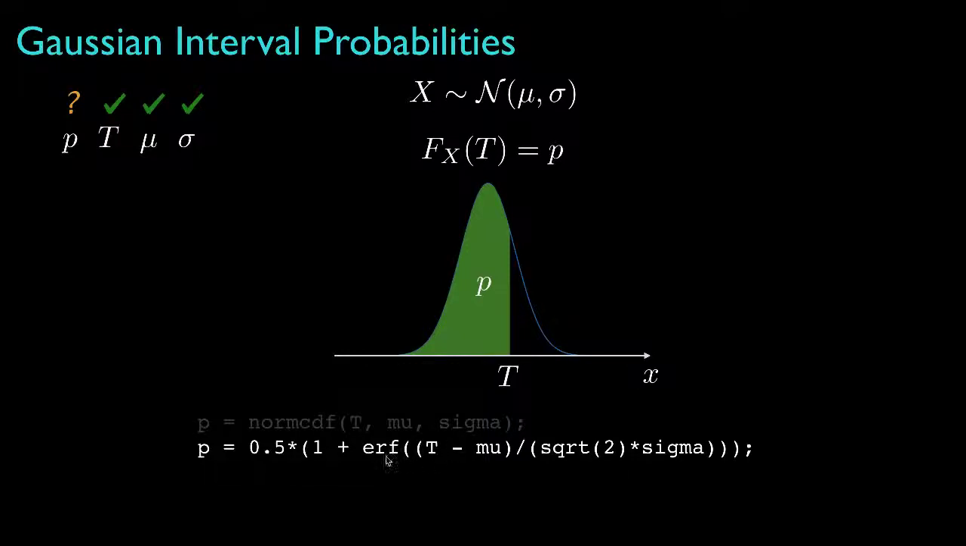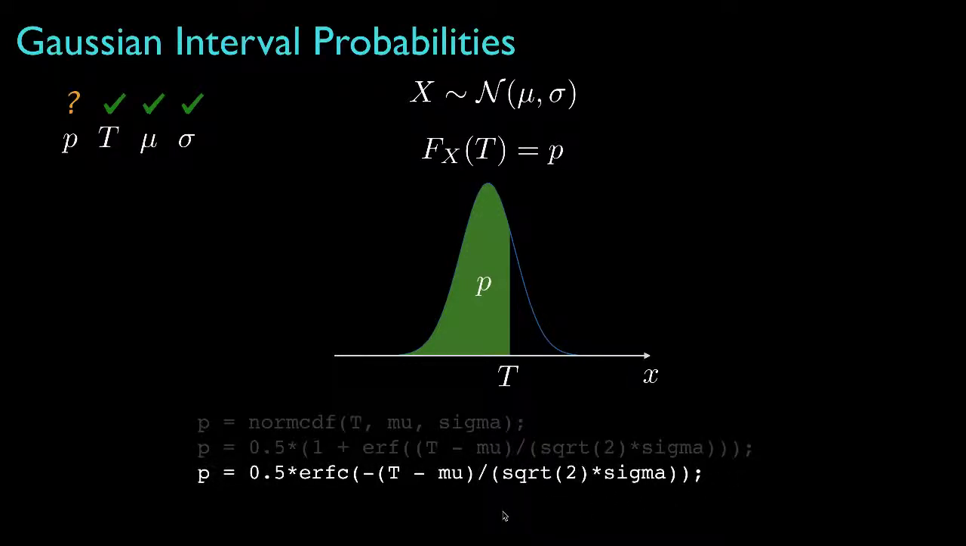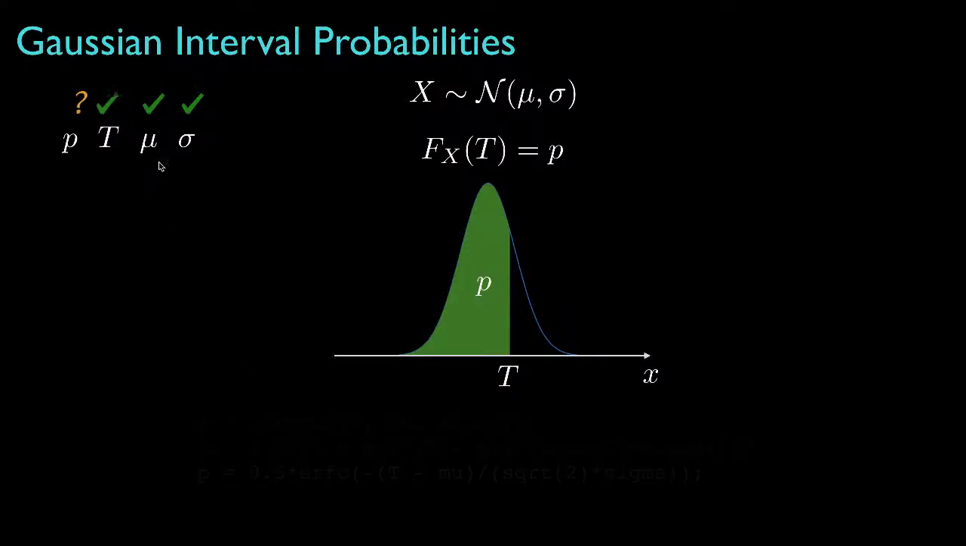Sometimes instead we'll have an error function available to us, and we can calculate the probability in this way. And if we have a complementary error function, we could use it like this. Now in all situations it's rather straightforward to find the probability from the other quantities.